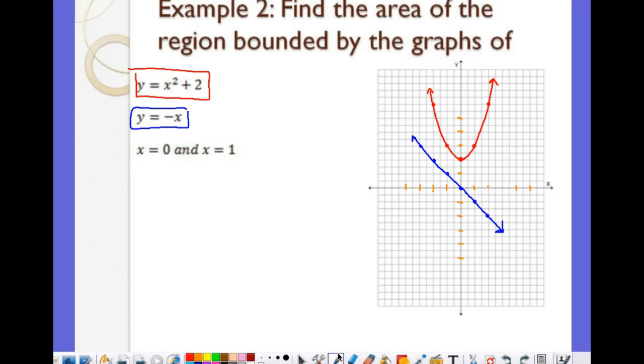Okay? And then you're given this bit of information here, that x equals 0 and x equals 1. Those are those vertical lines that we were talking about. That's the x equals a and x equals b. So a is kind of like 0, and b is kind of like your 1. Because x equals are vertical lines, if x equals 0, that's this vertical line right here. If x equals 1, that's this vertical line right here. So what we're doing is finding the shaded region between those two vertical lines.